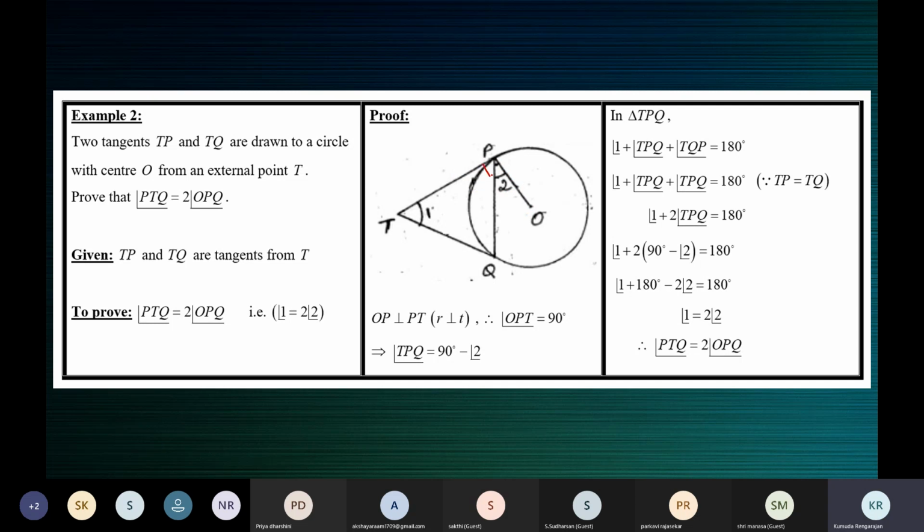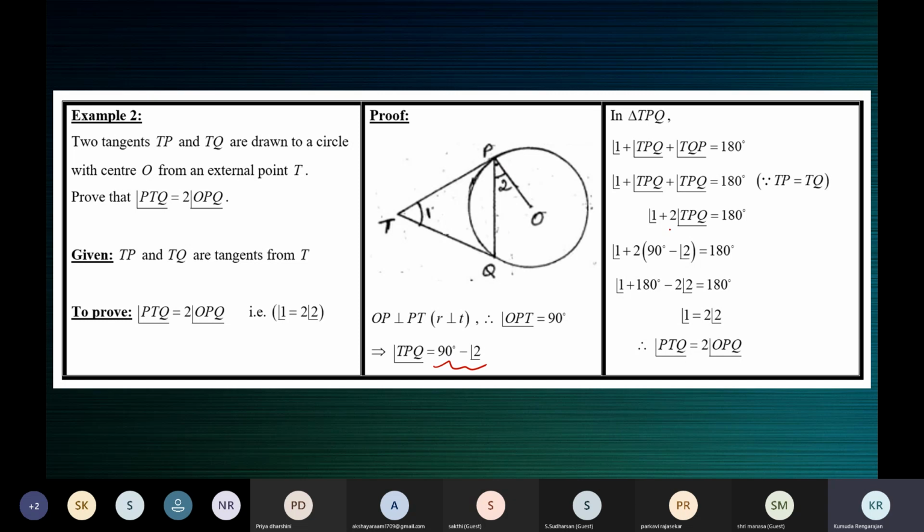This whole thing is 90 degrees because the radius and tangent are perpendicular. OP is the radius, this is a tangent. So 90 degrees minus angle 2 is this angle TPQ. TPQ is 90 minus 2, because the full angle is 90 and this one alone is 2.